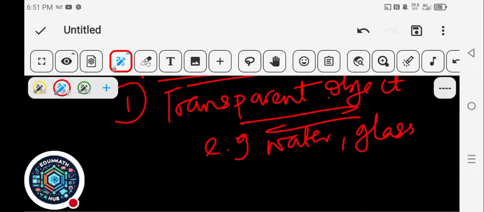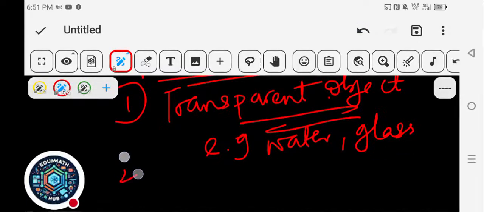The next one is what is called transparent. Transparent objects are all transparent because they allow light to pass through. They're not opaque. Sorry for that mistake. Transparent objects allow light to pass through them. So examples are water and glass.